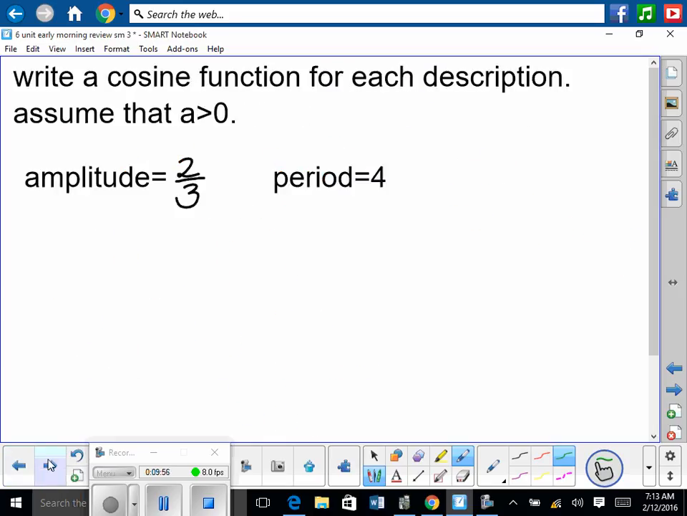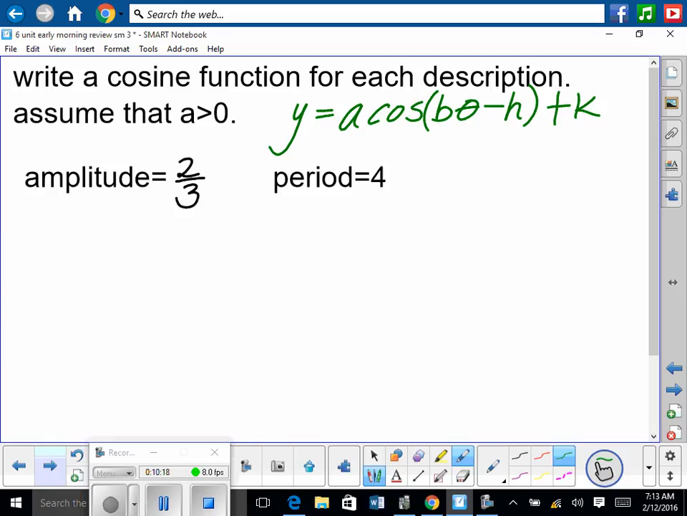Okay. So the next part on the graph says write a cosine function for each description, assume that a is greater than 0. So you have to say to yourself, okay, I know that cosine has the form y is equal to a times cosine of b times theta minus h, that's your shift left and right, plus k. So we'll look at this here.